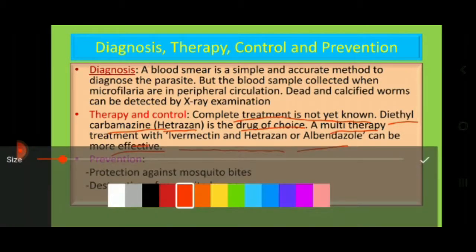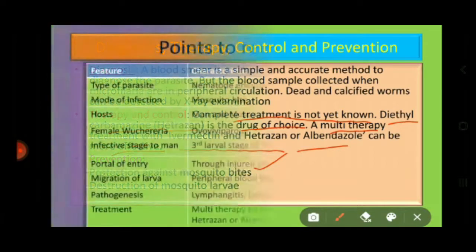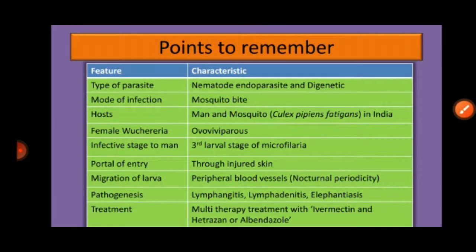An ounce of prevention is better than a pound of cure, as they say. So here protection against mosquito bites is the best prevention, and by destroying the mosquito larvae, with chemical control or biological control, we can prevent filariasis easily. And if you see these points, you must remember.